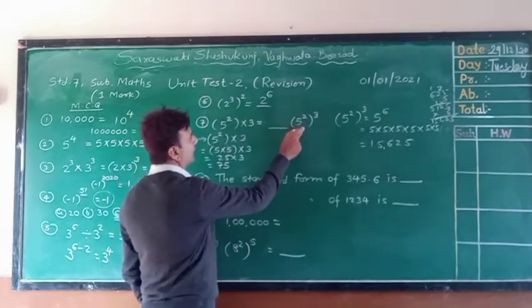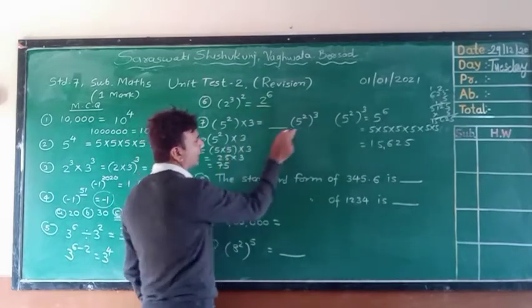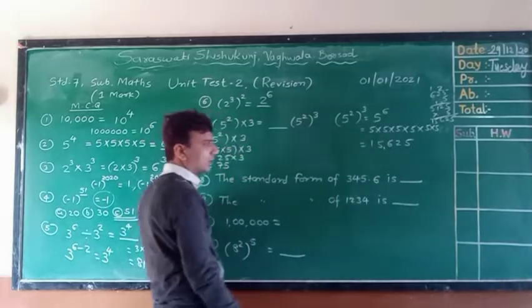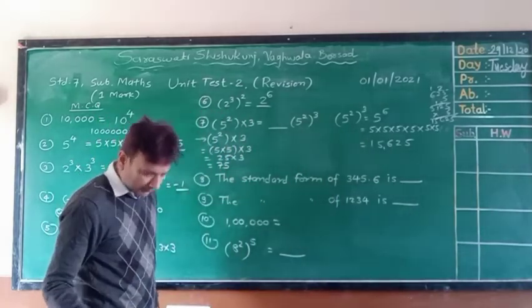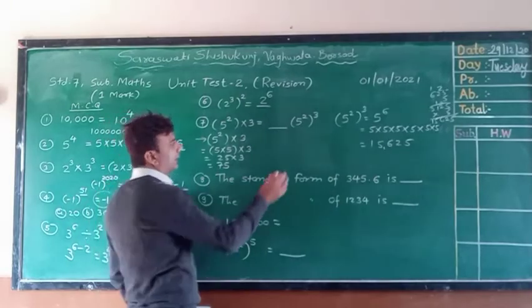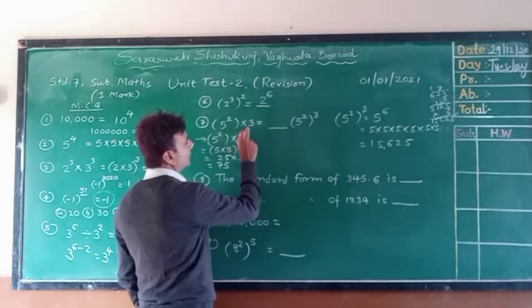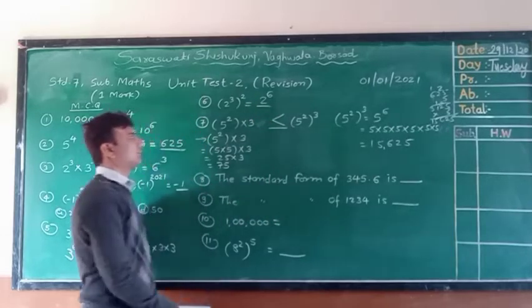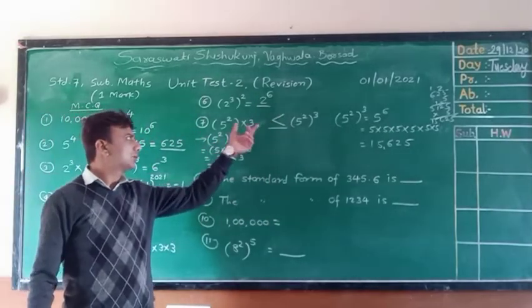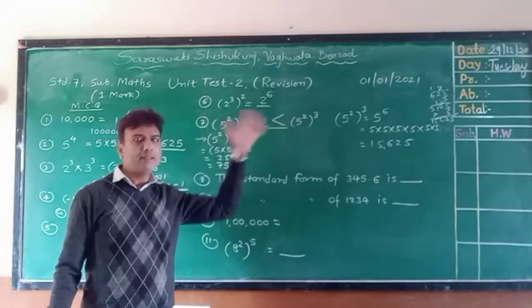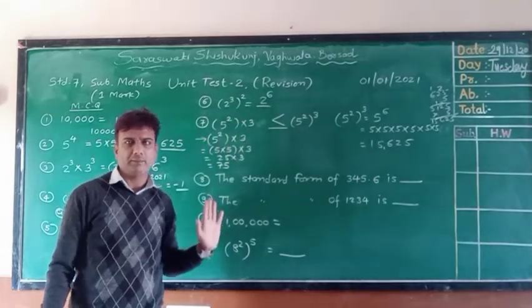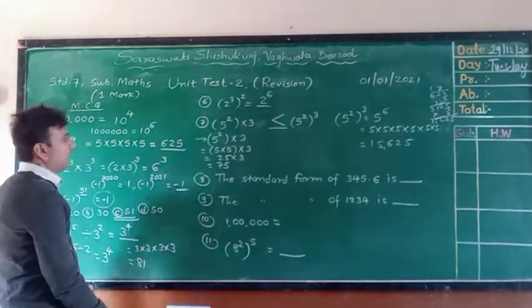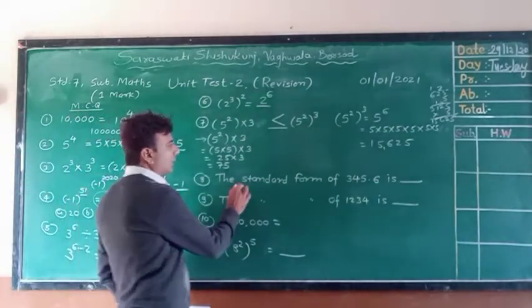From both values we can compare. On this side we got 75. On this side we got 15,625. That means in short we can say this value is greater than this small value. So we have to put the sign here. This small value, so this value is smaller than this value. So less than. Okay.